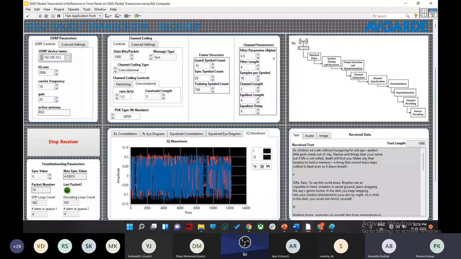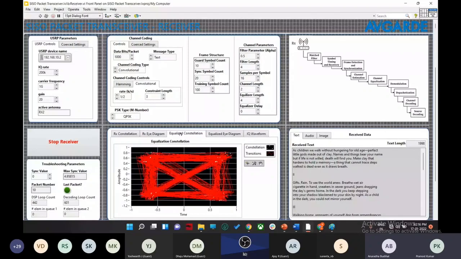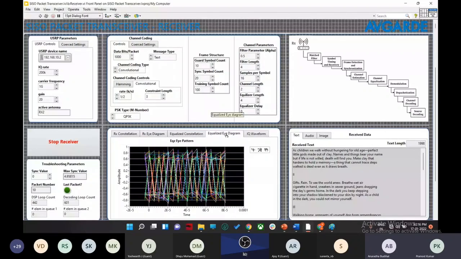And here we can see the filter parameter, that is 0.5, which is similar to that of the transmitter pulse shaping. In the transmitter we set the pulse shaping filter alpha, data, and the filter length. So these are the basic data that should be given to the receiver. The constellation diagram can be seen, and the eye diagram, equalized constellation diagram, the eye diagram of the equalized data, and the IQ waveform.